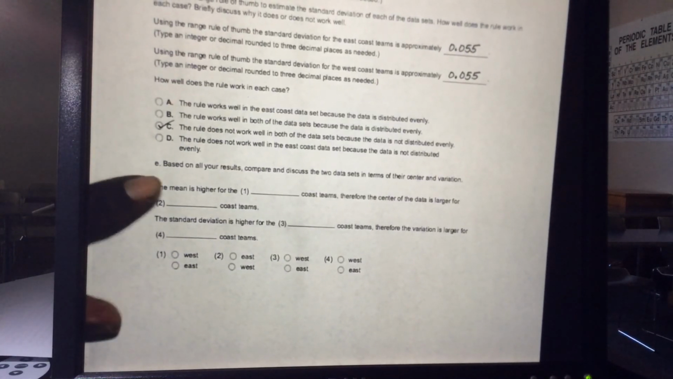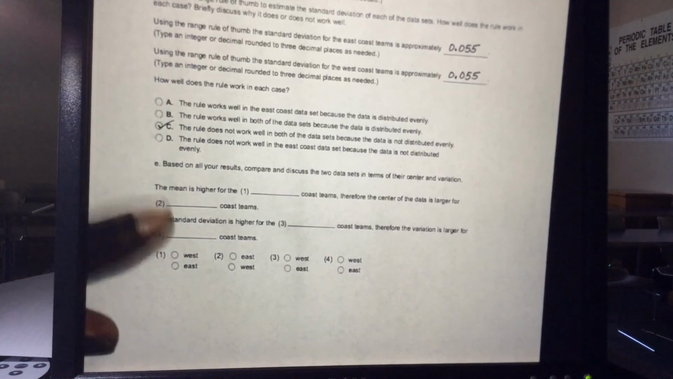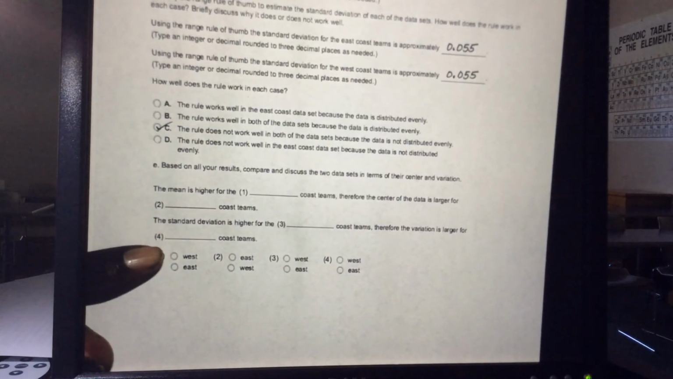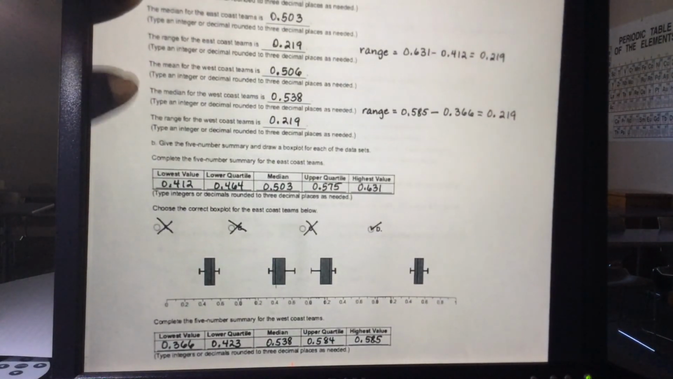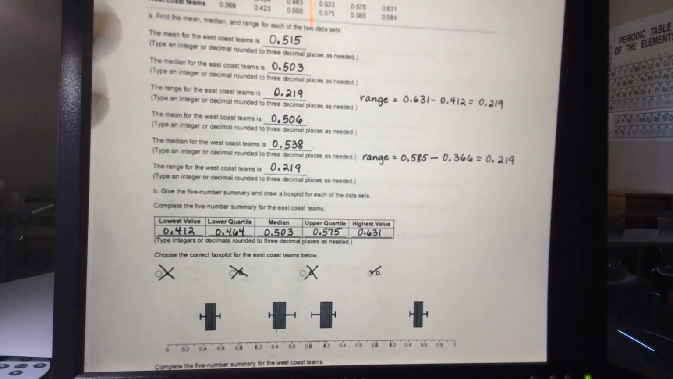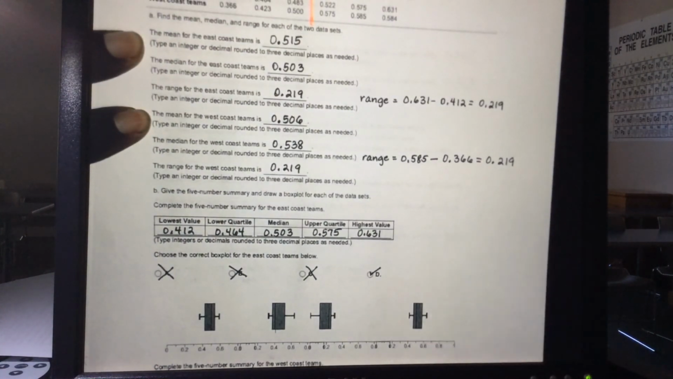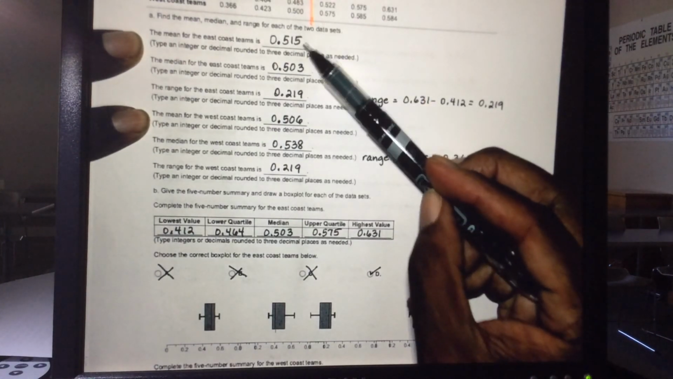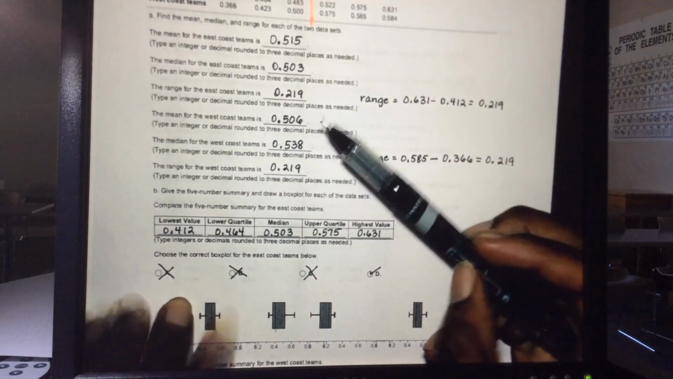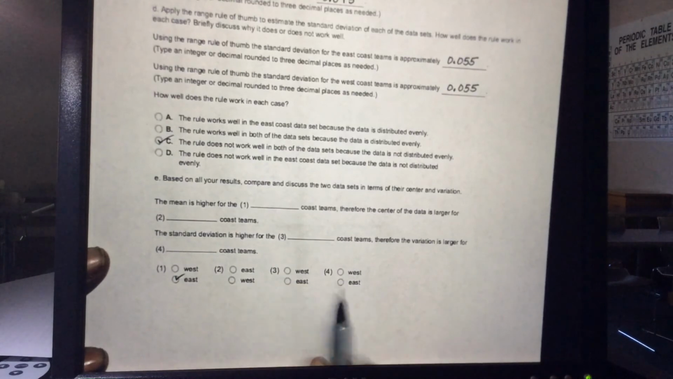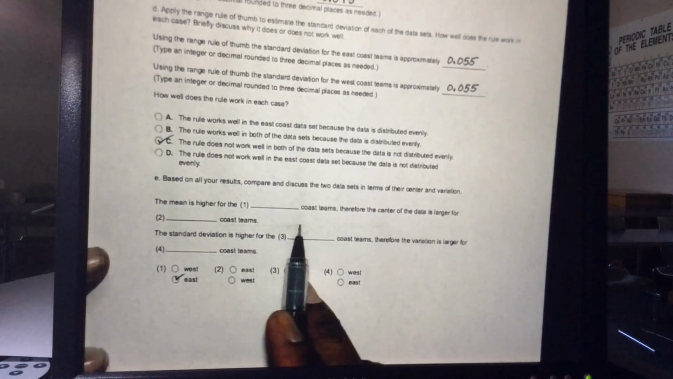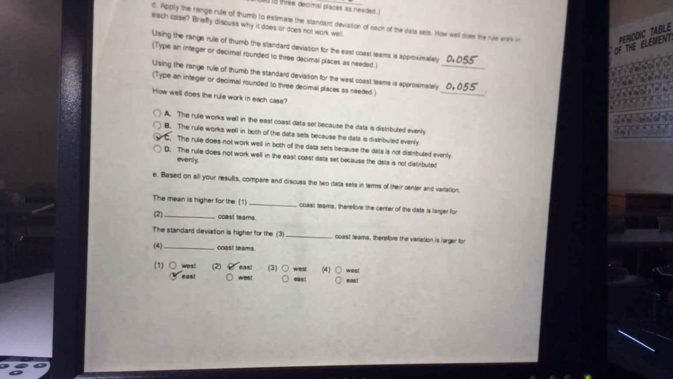Here, the mean is higher for the East or West Coast teams. Therefore, the center of the data is larger for either the East or the West Coast teams. Let's go back to this. Let's look at the mean for the East and the West Coast teams. You can see for the East Coast teams, the mean is higher than the mean for the West Coast teams. So here, the mean is higher for the East Coast teams. Therefore, the center of the data is larger for the East Coast teams.